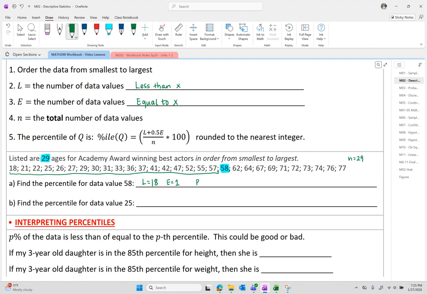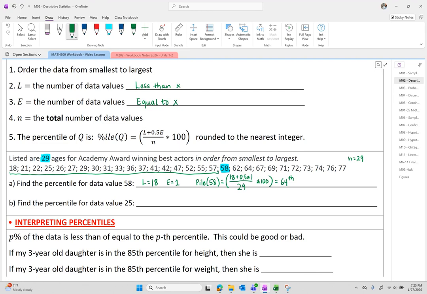So the percentile of 58 will be L, which is 18, plus 0.5 times 1, divided by n, which is 29, and multiply that by 100, and this number will be the percentile. So that, if you round it to the nearest integer, is 64%. So that's the 64th percentile.